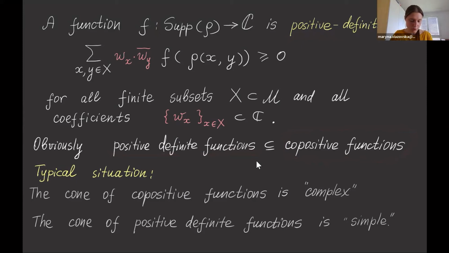And so a typical situation looks like this. This cone of copositive functions is a complicated object and we cannot work with it directly. Usually proving that a function is copositive is very difficult. At the same time, for many metric spaces, especially if there is a big group acting on our metric space, this cone of positive definite functions is, so to say, simple. And often this cone can be described in terms of the harmonic analysis happening on this metric space M. As I say, this works particularly nicely if M has some additional structure, for example, an action of a big group.